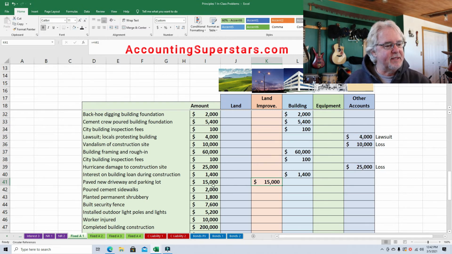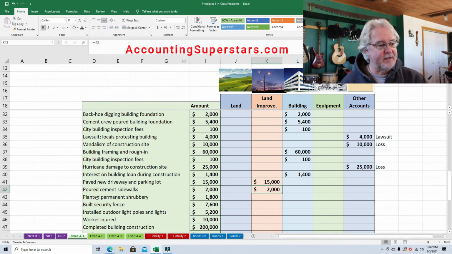Poured cement sidewalks for $2,000. Well, that would be a land improvement because that's outside. It's attached to the land, and it'll wear out after a while. Planted permanent shrubbery.